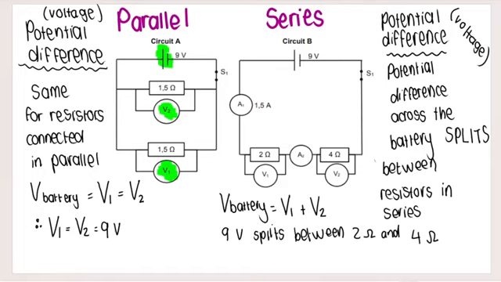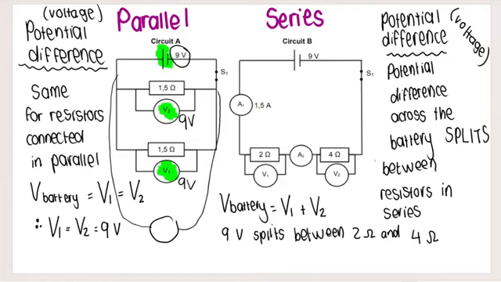Voltage or potential difference for resistors connected in parallel is the same. So if you look here, they give you the voltage for this circuit across the battery. It's 9 volts. For circuit A, there are no resistors connected in series. What that means is all of the 9 volts goes to the resistors in parallel. So V2 will read 9 volts, and V1 will read 9 volts. Even if I connected one massive voltmeter that reads the voltage across both of them in parallel, it will also read 9 volts.